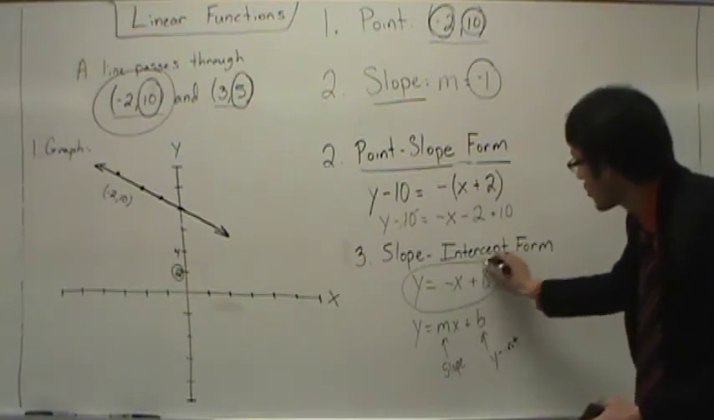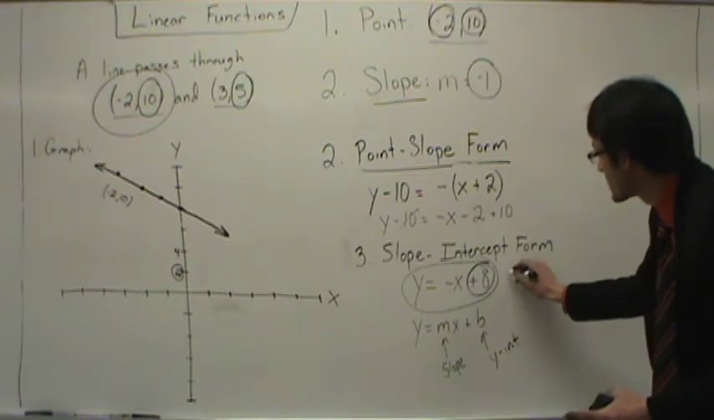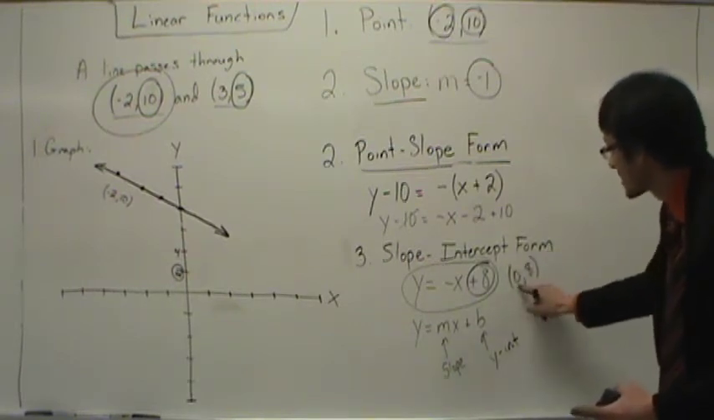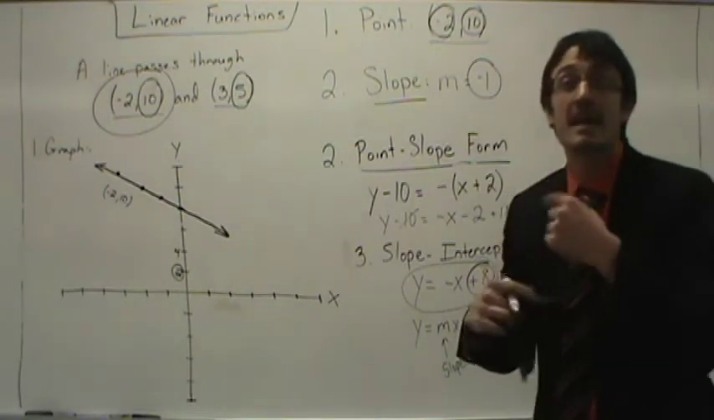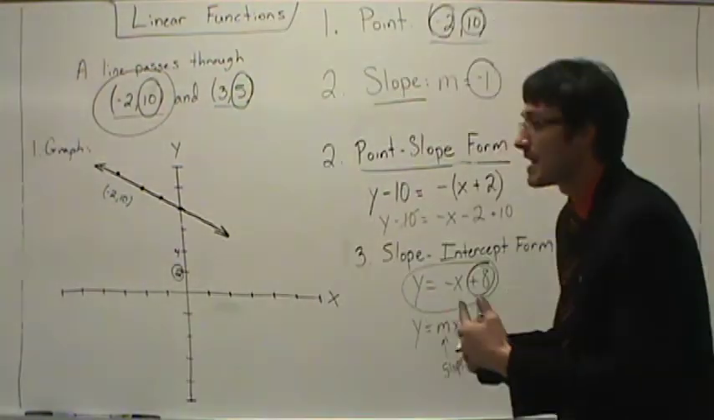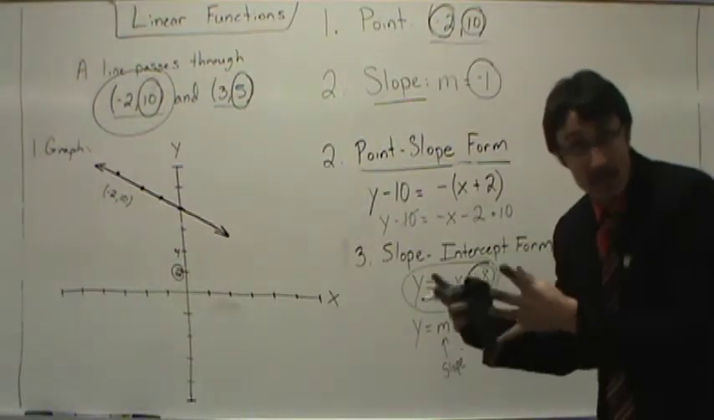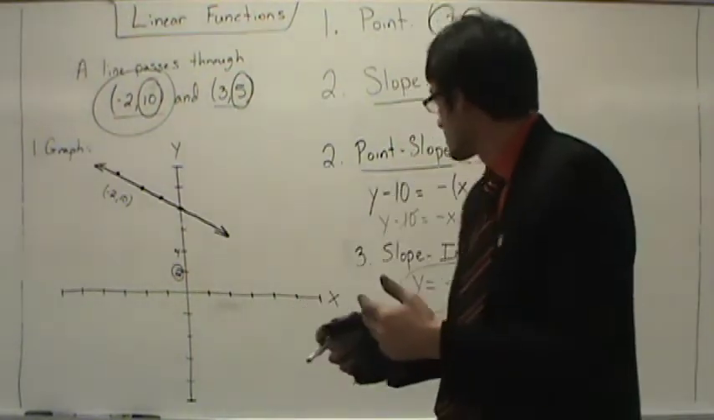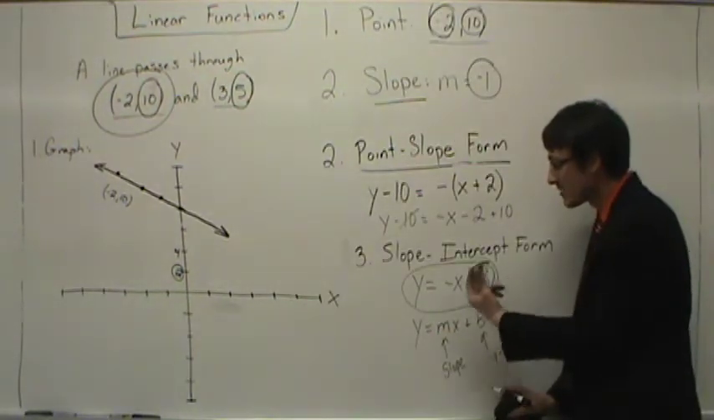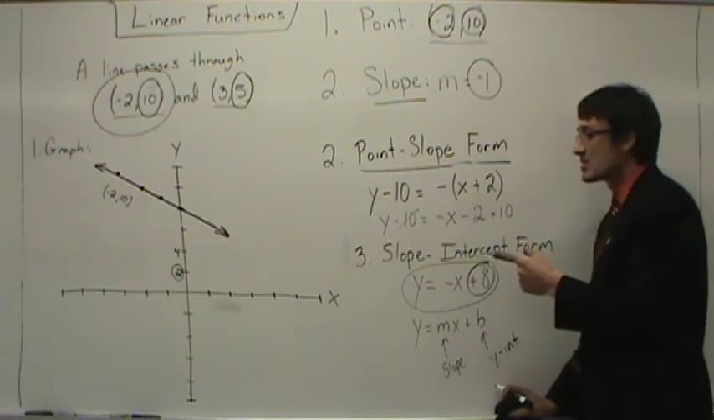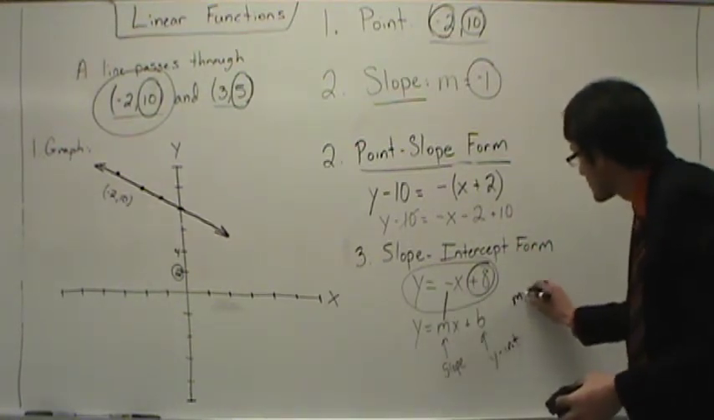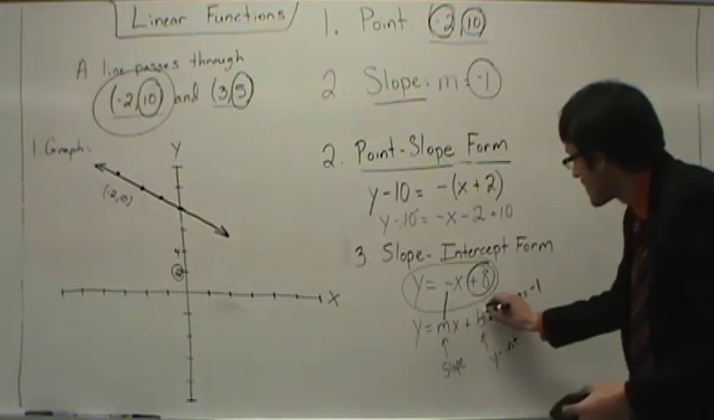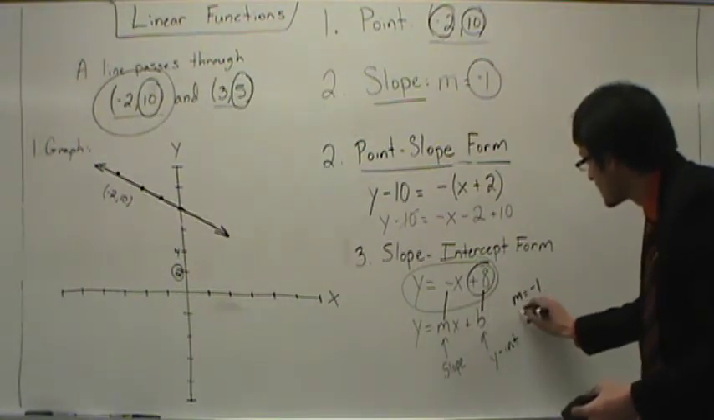Is 8 your y-intercept? No, we write the y-intercept as a point. We write it as (0, 8). Your x value is 0 and your y value is 8. So when I say what is the y-intercept, don't say verbally 8. You say the y-intercept is (0, 8). Remember that points have two parts. So we're not just going to say 8, we're going to say (0, 8). Let's check the graph and see if this matches up. We see here that our slope is negative 1, and our y-intercept, represented by b, is (0, 8).